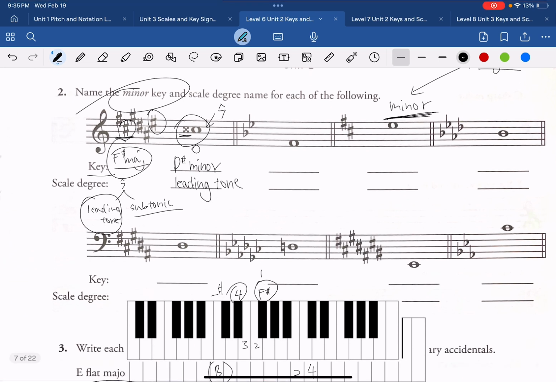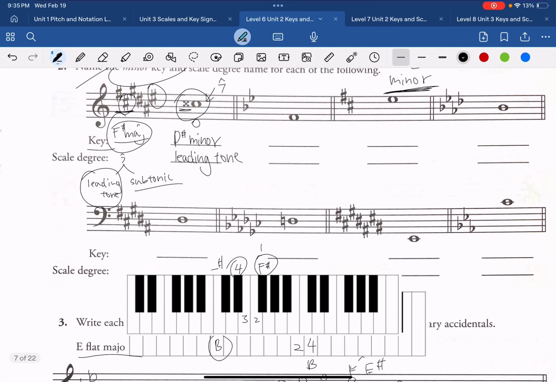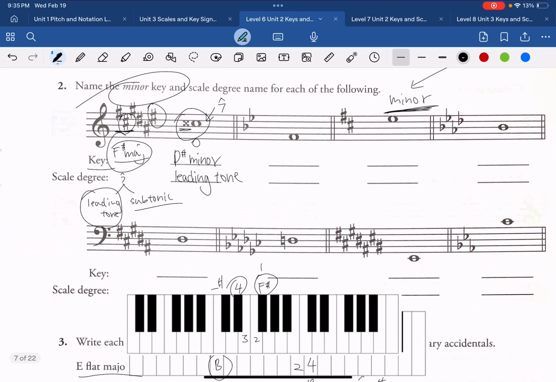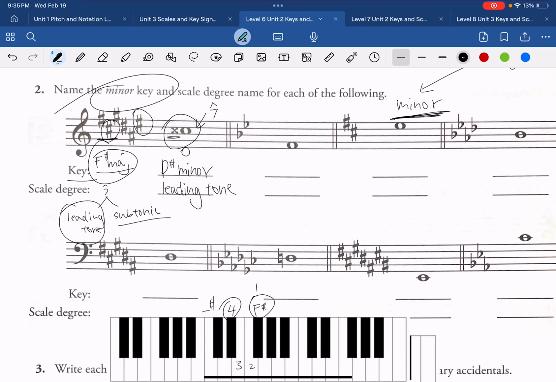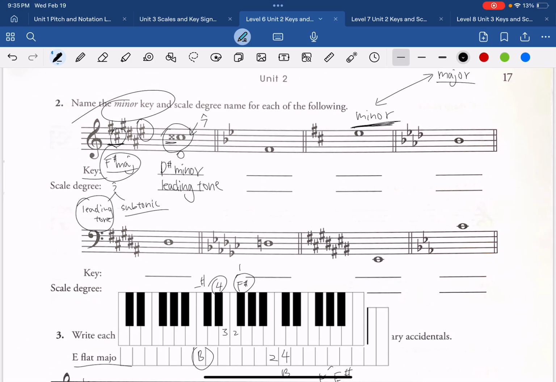Let's do another one. Let's do the next one. Again, we're finding the minor key, but we have to find the major key first and then find its relative minor. So for flats, the second last flat is our key signature. So the second last flat is B flat. So this is B flat major.